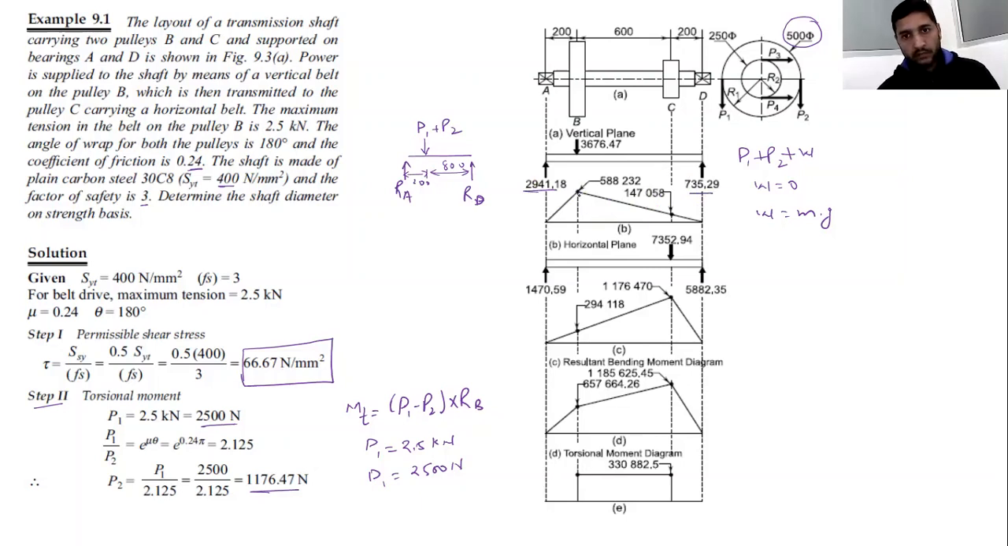Suppose you are finding out the bending moment at B. So bending moment will be force into perpendicular distance. That is 2941.18 into this distance. It is your 588232, वही आएगा आपका. And bending moment at C will be force, that is 735.29 into this distance. So आपके पास इस तरह का बेंडिंग मोमेंट डायग्राम बन जाएगा for the vertical belt.